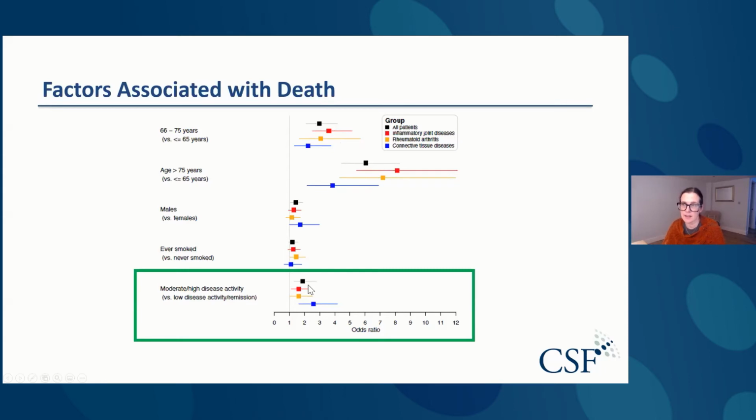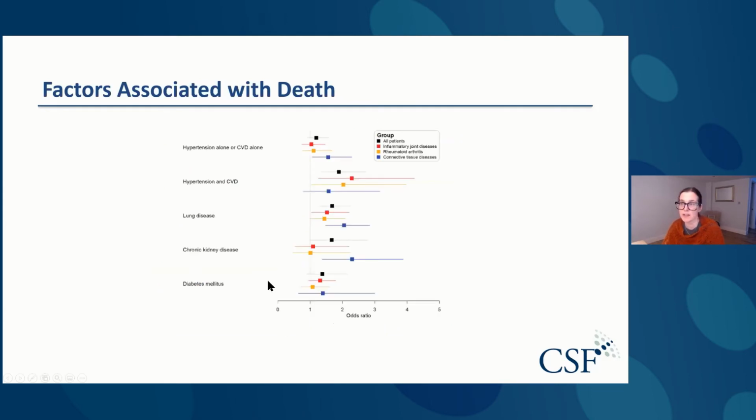However, consistently across all disease categories, we saw that those patients who, at the time they acquired COVID, had moderate to high disease activity, compared to those that were in low disease activity or remission, had a strong association with death. And so Len's already commented on this, that bringing patients' disease under control should remain our priority throughout this pandemic.